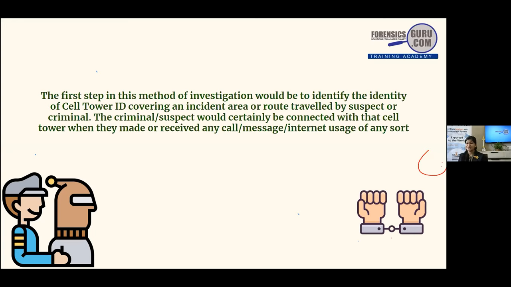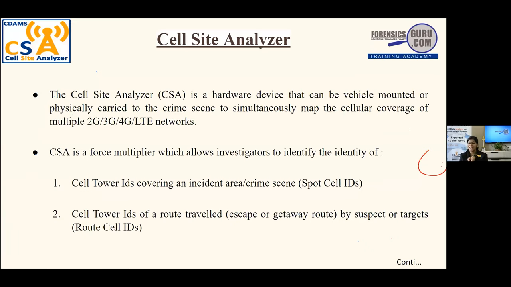So to get to know about this, the first step would be to find out which cell ID or cell tower the cellular network is coming from at the crime scene. So knowing this is the first task: from which towers the cellular network is coming at the crime scene or the incident location. Okay, and how will you do that? Here CSA comes into the picture.